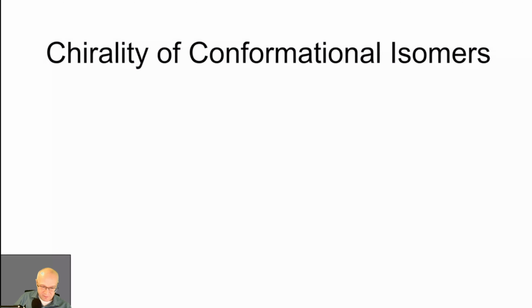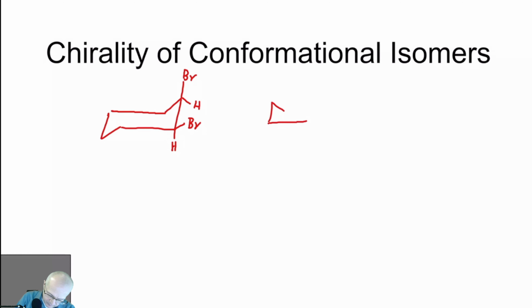So let's see an example of that. Let's say we have a molecule like this: cis-1,2-dibromocyclohexane. And let's do the flip chair. So there's the flip chair.